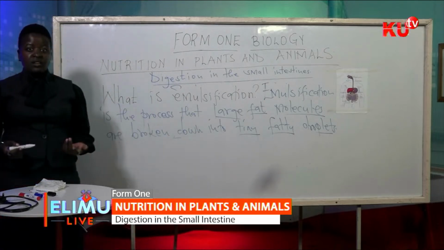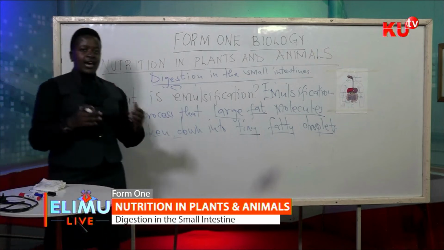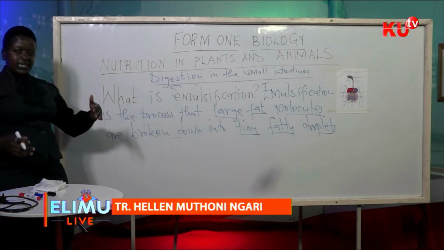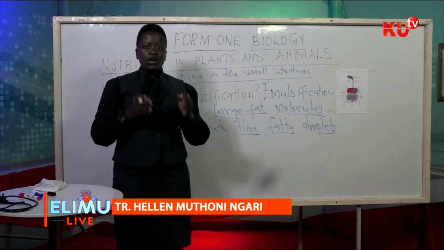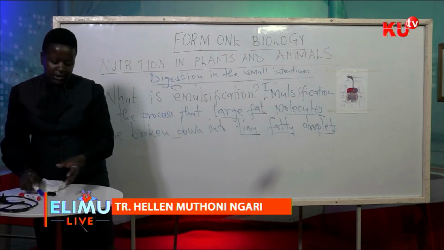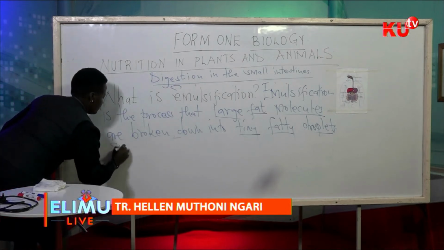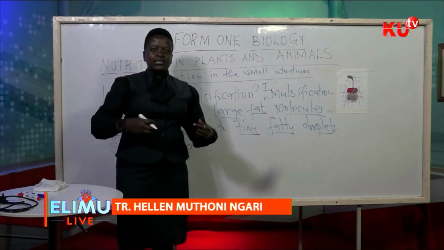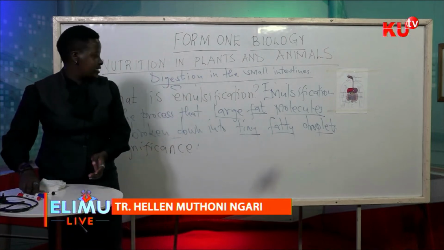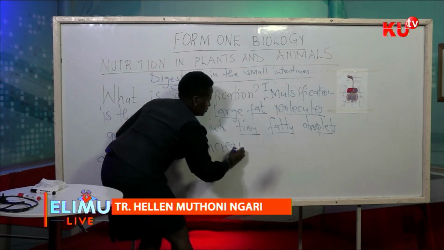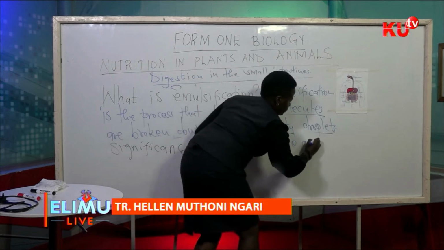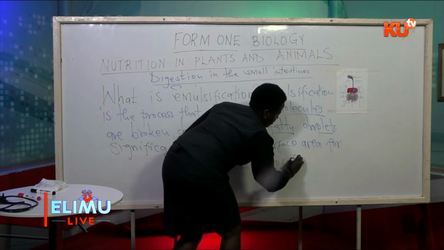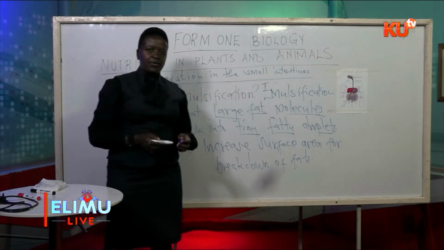So that is the main function of bile salts, and we've said there are two, that is sodium glycocholate and sodium taurocholate. From this you can be asked, what is the significance or importance of emulsification? The word significance means what's the main thing that this particular process helps in. So it helps to increase surface area for breakdown of fats.